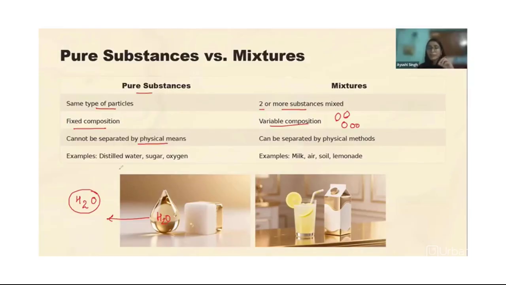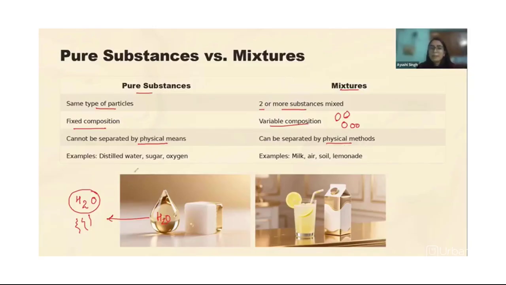So you cannot maybe evaporate this water and oxygen and separate them out. Or maybe you cannot just hand pick those, right? You cannot just simply pick hydrogen by hand and remove it and oxygen by hand and remove it. No, you can't do that. So that means they cannot be physically separated out. But a mixture, through evaporation or different other methods, or maybe hand picking as well, we can remove it and separate it out.